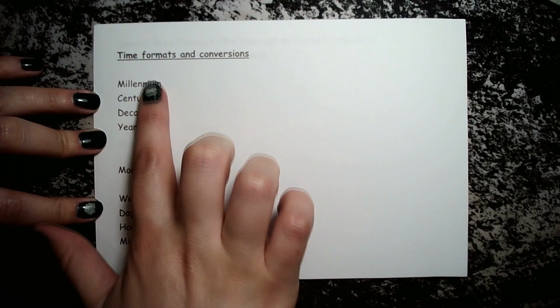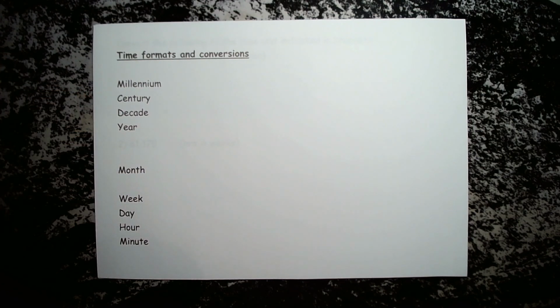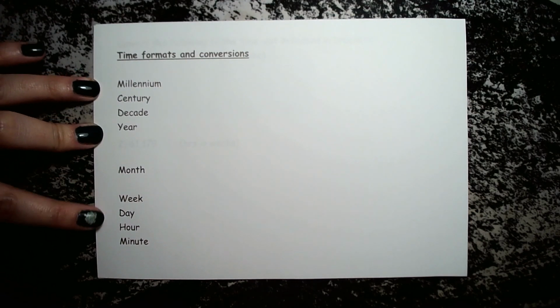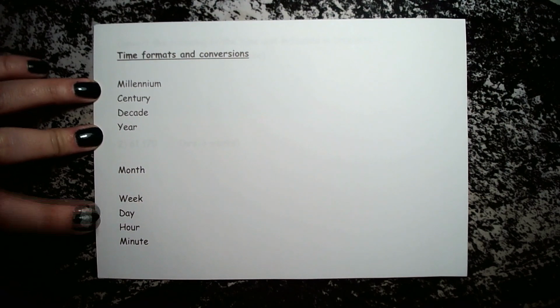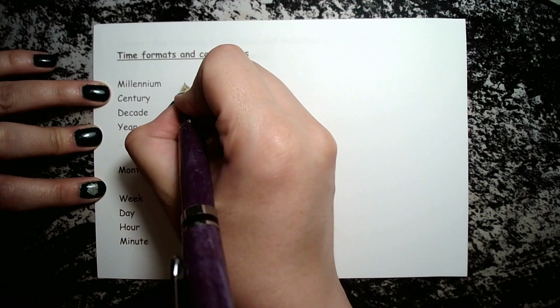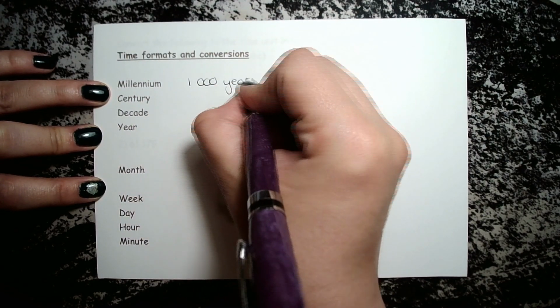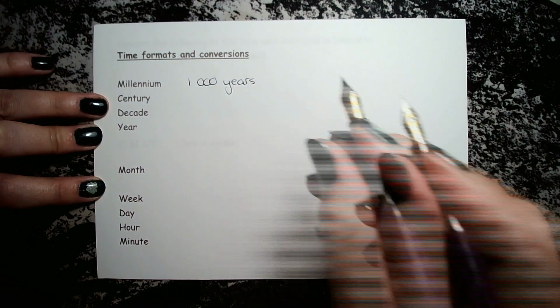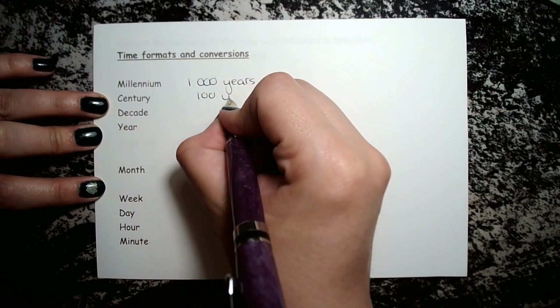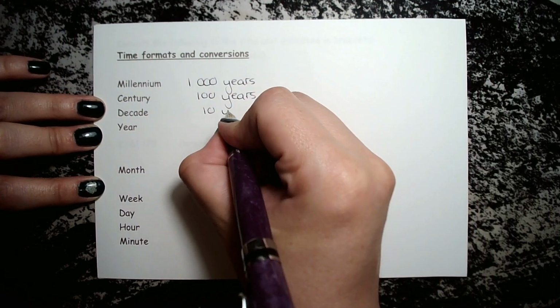We have got a list of words that we use to convey time periods. We are starting at the top with the largest grouping and then we will work our way down to one of the smallest. So a millennium. A millennium is 1,000 years. A century is 100 years. A decade is 10 years.